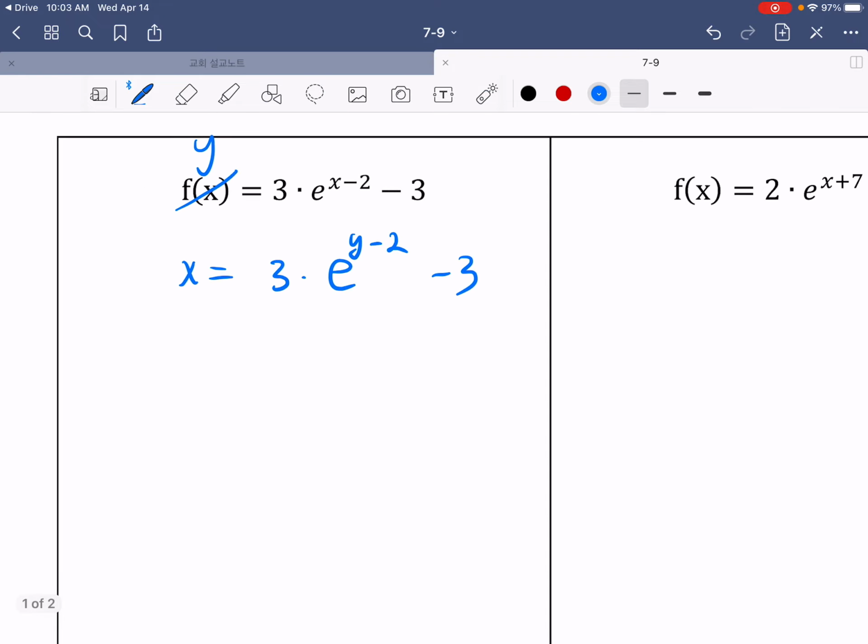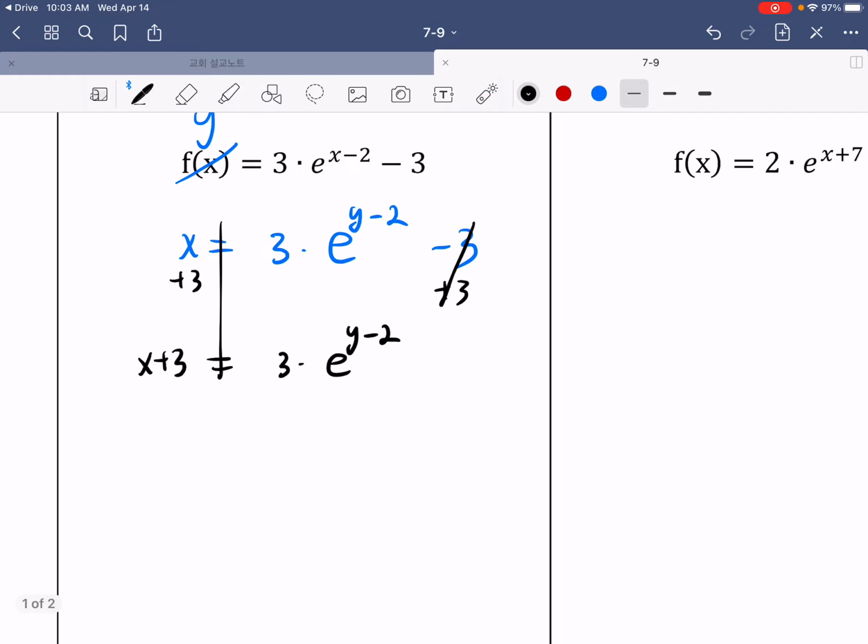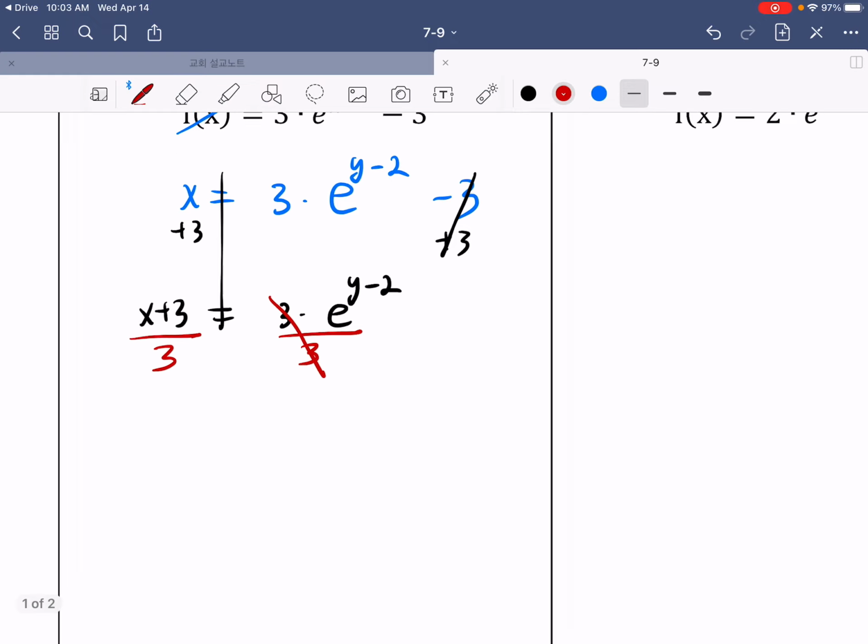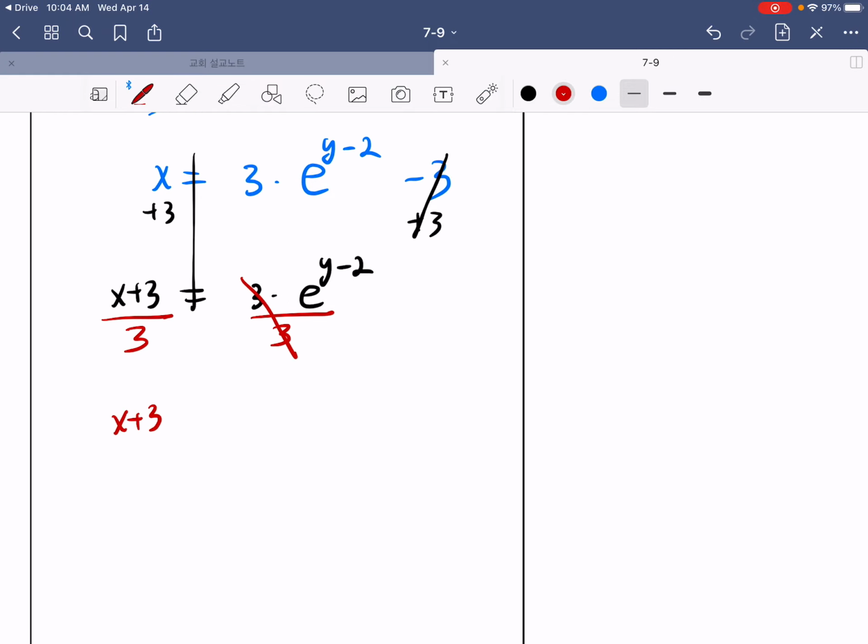And here comes the fun part. Well, always when you're solving an equation, it should be the opposite of PEMDAS. So you add and subtract first. Like that, okay? So you will have x plus 3 equals 3 times e to the y minus 2. Now we're going to get rid of this 3. Let's divide by 3 on both sides. It's going to be (x plus 3) over 3 equals, let's leave space here, e to the y minus 2, like that.